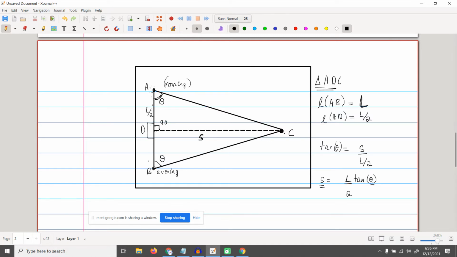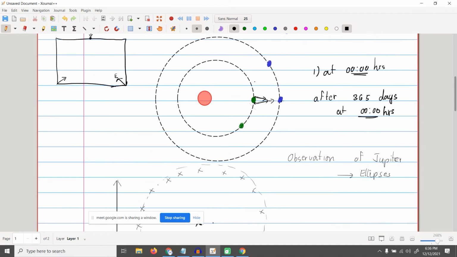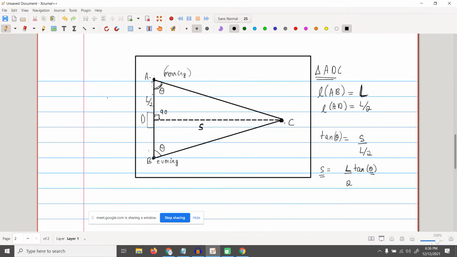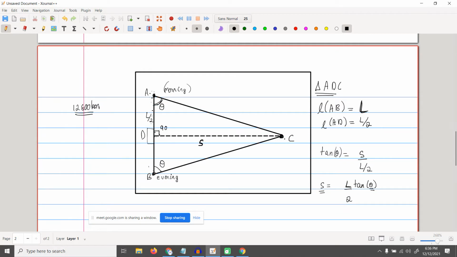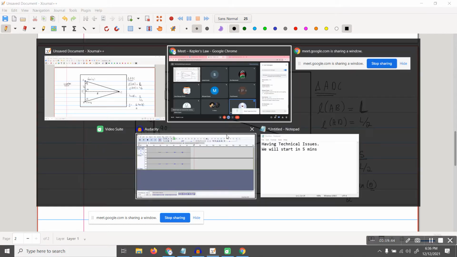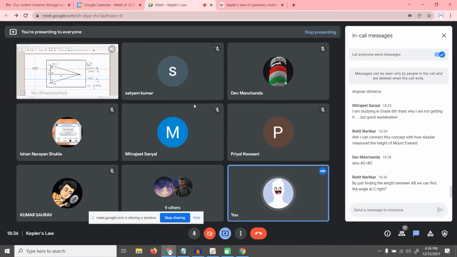A to B in this case would be the diameter of Earth. We know the diameter of Earth, it will be how much? 12800 kilometers. That's something that is known, and that's something that we can actually find out also. So just by looking at the angle that Jupiter makes in the evening and in the morning, two measurements, we can tell how far Jupiter is. That's one vague method. There might be better methods of actually finding out how far Jupiter is.